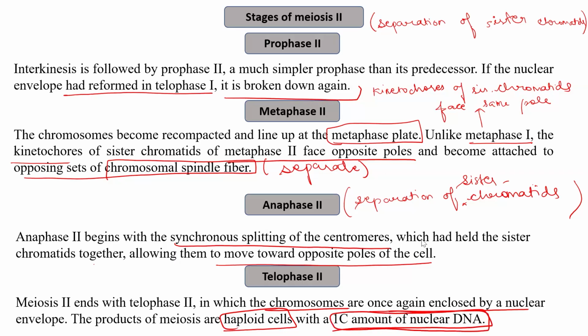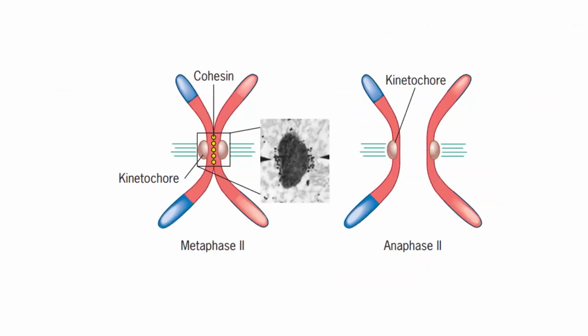This is the metaphase 2 and anaphase 2 stage. In this, the two represented here are the sister chromatids. Earlier, the separation of the homologous chromosomes was happening. Now the separation of sister chromatids is happening in meiosis 2. So the cohesin which is present between the sister chromatids gets degraded proteolytically, and the chromatids move to the opposite poles.